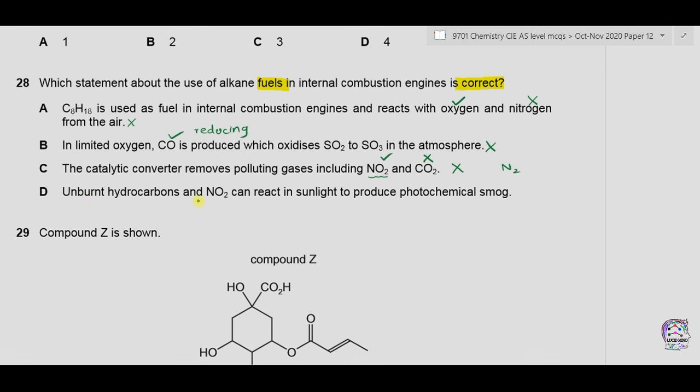D. Unburnt hydrocarbons and NO2 can react in sunlight to produce photochemical smog. Now NO2 is acidic gas and it can react with unburnt hydrocarbons in the presence of sunlight. A photochemical smog is also produced, so D is correct option. The answer is therefore D.